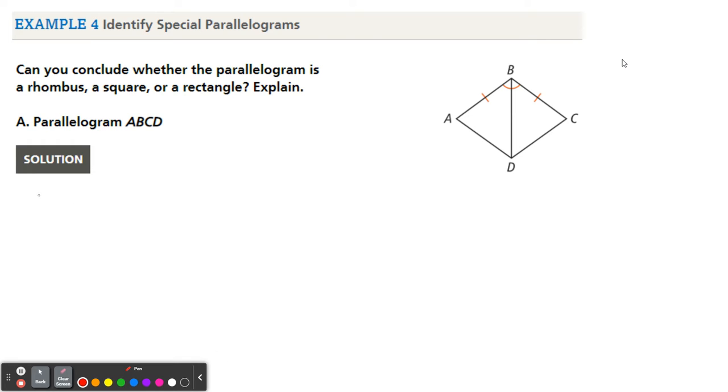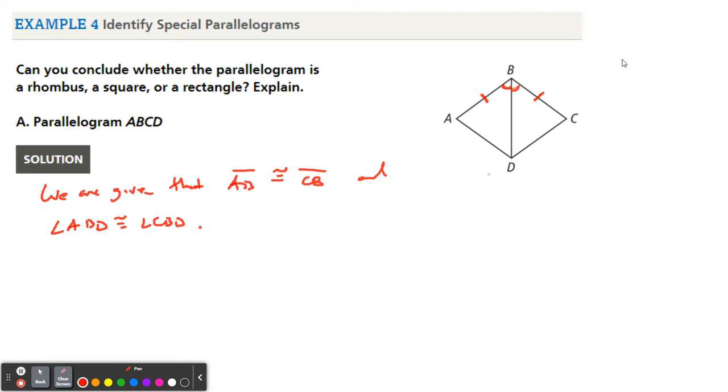So we are given that segment AB is congruent to segment CB, right here. And that angle ABD is congruent to angle CBD. I don't like how they do this, right? They're not staggered enough. It should be like here and here, more staggered. Okay.